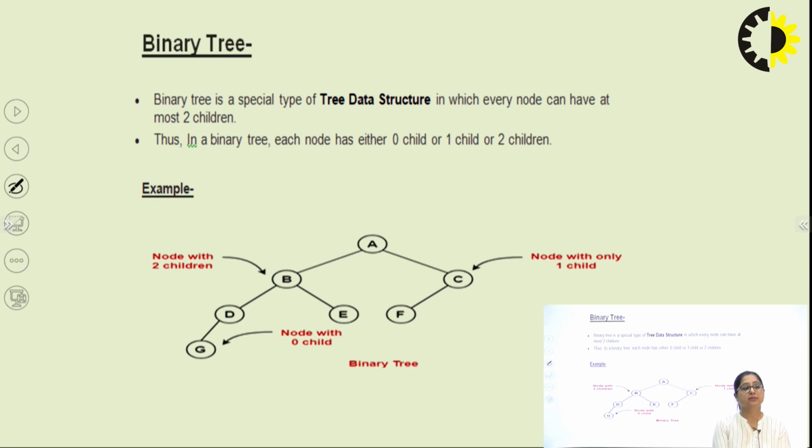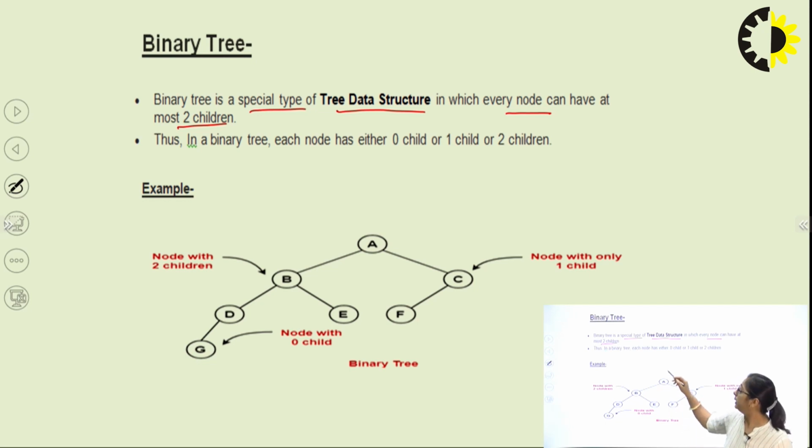So let's discuss the binary tree of a tree data structure. What is the speciality of a binary tree? A binary tree is a special type of tree data structure. Why do we call it special? Because every node can have at most 2 children. What do you mean by at most? That means a maximum of 2 children are there, but there can be 1 child or 0 child. Okay. So at most 2, that means more than 2 is not possible in any binary tree.